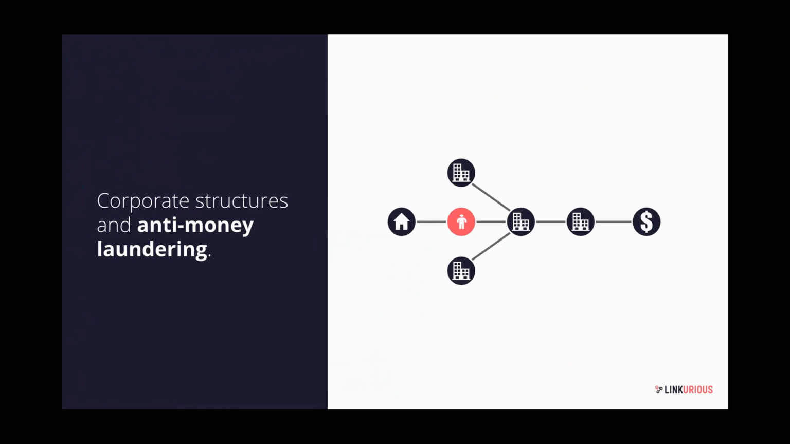So on the right, you can see a bit of a graph where we have one person in red here connected to a first corporate structure, which itself is connected to one and two companies here, but also to another company here, and finally to a bank account there. So this represents the sort of complex corporate structures that people who want to obfuscate their assets or to launder money put in place to avoid being detected.